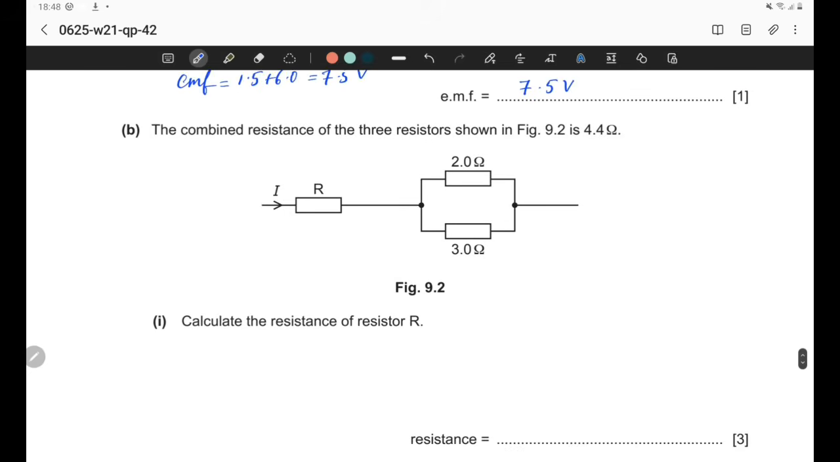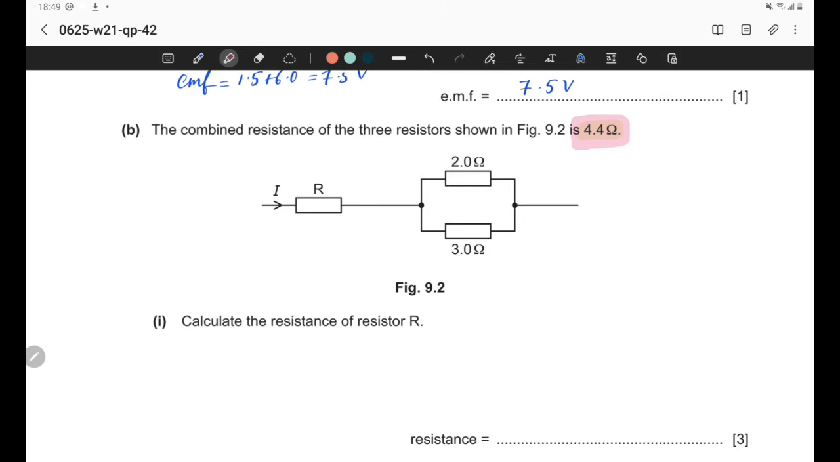Part B. The combined resistance of the three resistors shown in figure 9.2 is 4.4 ohm. Calculate the resistance of resistor R. So we have three resistors connected. A parallel combination of 2 ohm and 3 ohm is connected in series with an unknown resistor R. And the total combined resistance of these three resistors is given, that is 4.4 ohm. So we need to calculate the value of the unknown resistor.